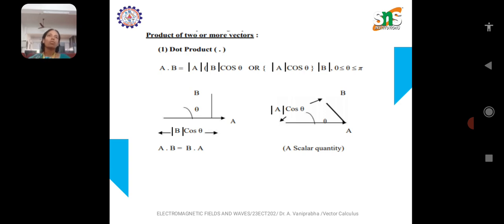So the product of two or more vectors. How shall we analyze if we have more vectors and how to conclude the product? The product can be taken in two forms. One is scalar product, another one is vector product. Scalar product is otherwise named as dot product. It is represented as A dot B, which is equal to magnitude of A, magnitude of B, cos theta.